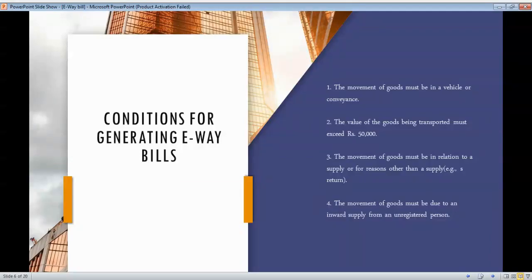So, the next condition will be the validity of the e-way bill. Here, the validity of the e-way bill depends on the distance to be covered. Generally, an e-way bill is valid for 1 day for every 100 kilometers of distance. For example, an e-way bill is generated for a distance of 200 kilometers. The e-way bill is valid for 2 days because the validity period is 1 day for every 100 kilometers of distance traveled. So these are the 10 conditions for generating an e-way bill.